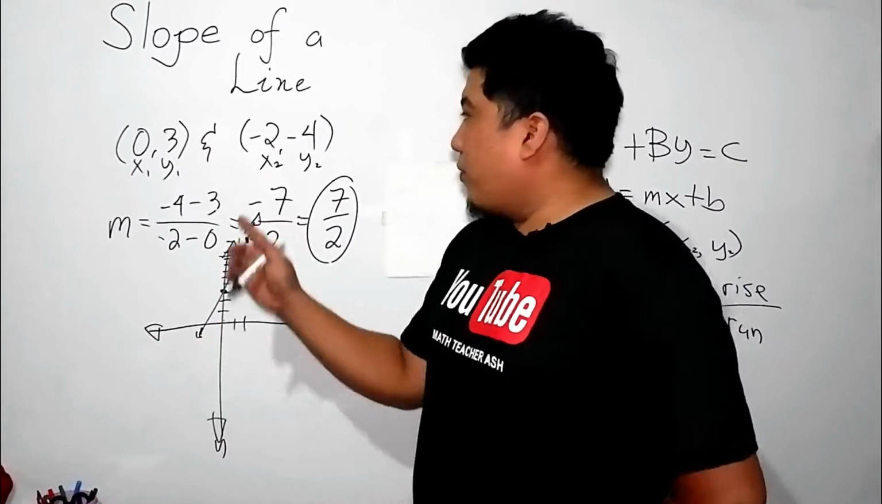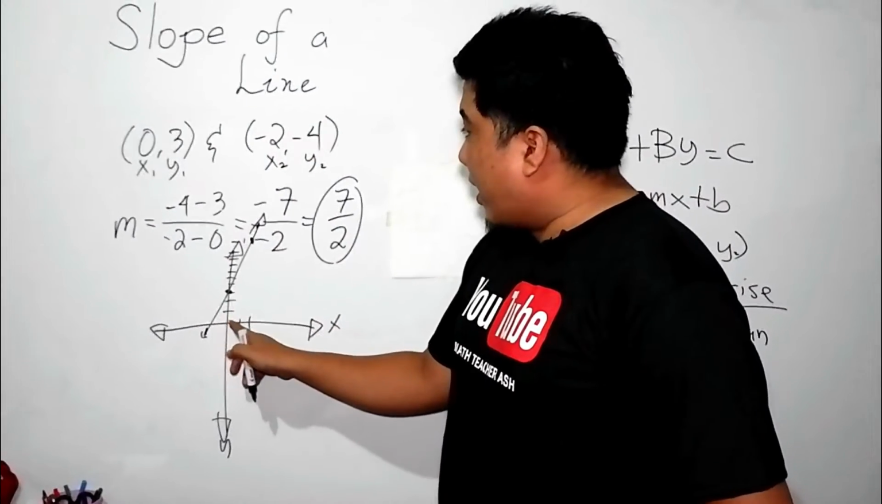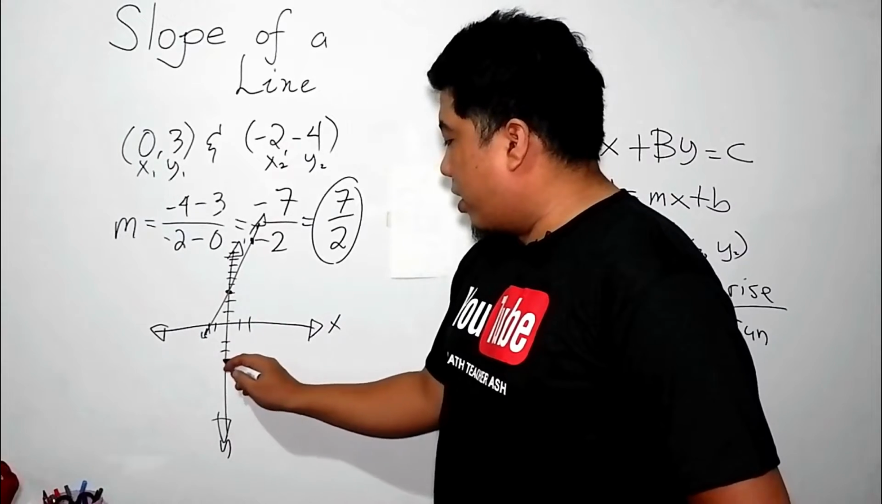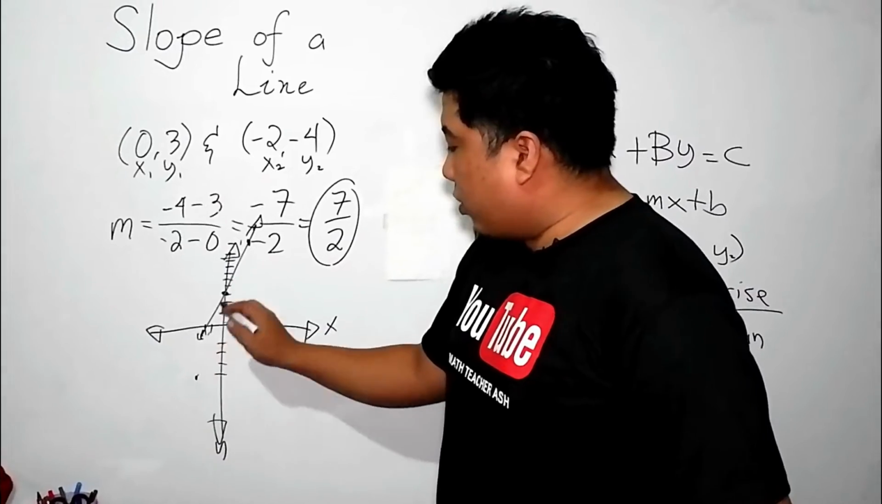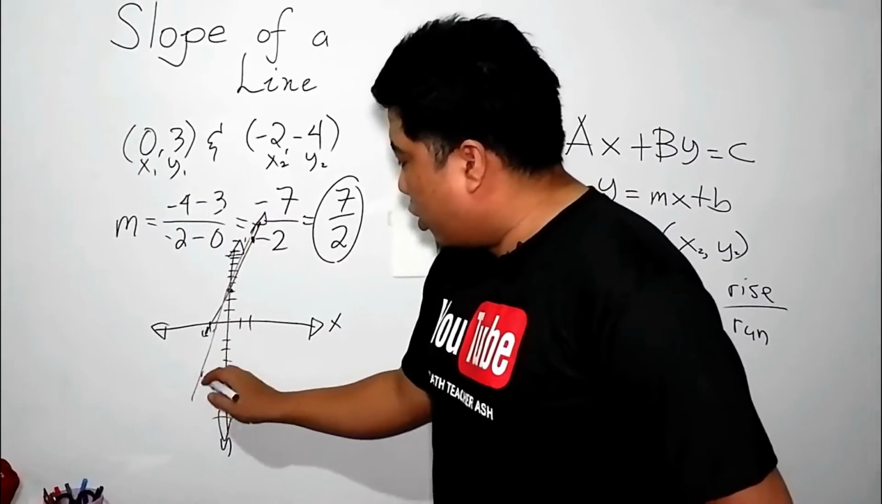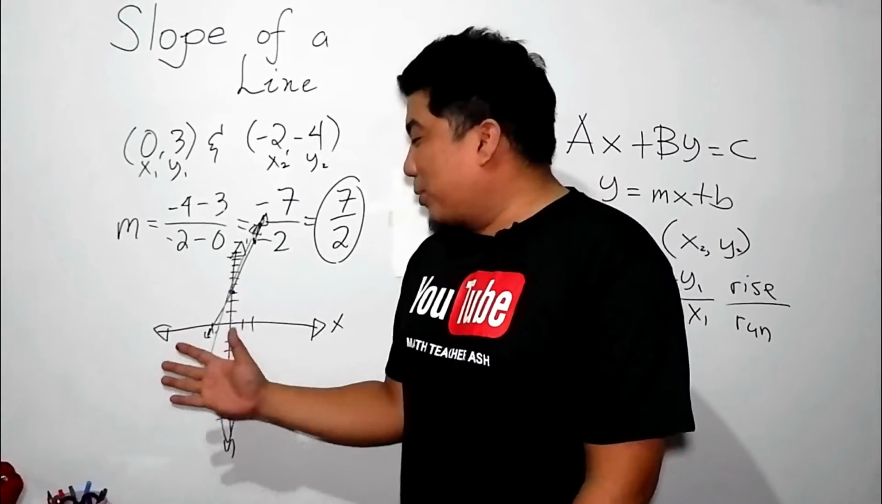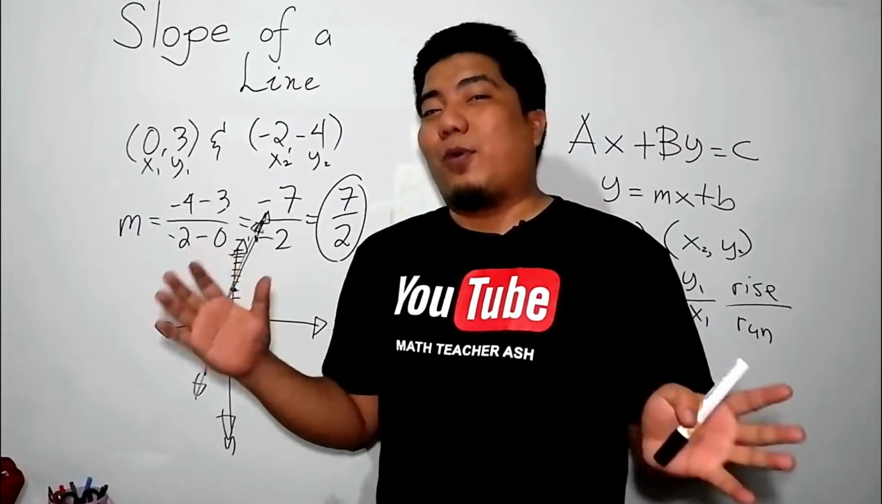Easy, right? Now, if you want to ask me, Sir Ash, where is the negative 2, negative 4? Basically, negative 2 is here, right? Negative 2, then negative 4. So, if you continue this line, technically, you will touch this one. Now, this may be very dirty for you, but I assure you that this is the concept of our slope.